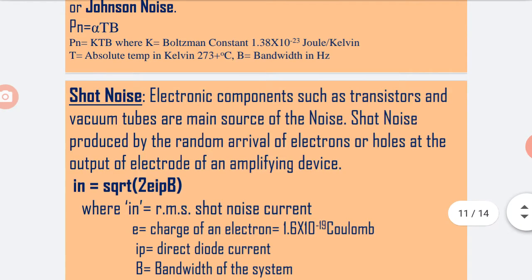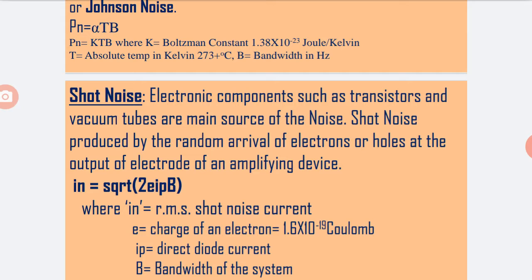Then shot noise. Electronic components such as transistors and vacuum tubes are the main source of this noise. Shot noise is produced by the random arrival of electrons or holes at the output electrode of an amplifying device. The amplifying device may be a transistor or a vacuum tube. When a transistor or vacuum tube is connected to the supply, there is a process of amplification. In amplification, the holes and electrons travel towards the output terminal.